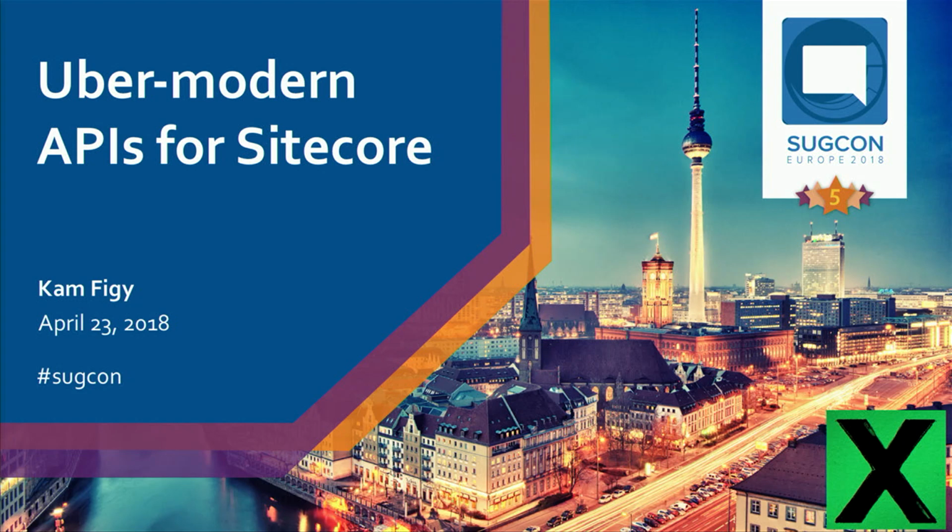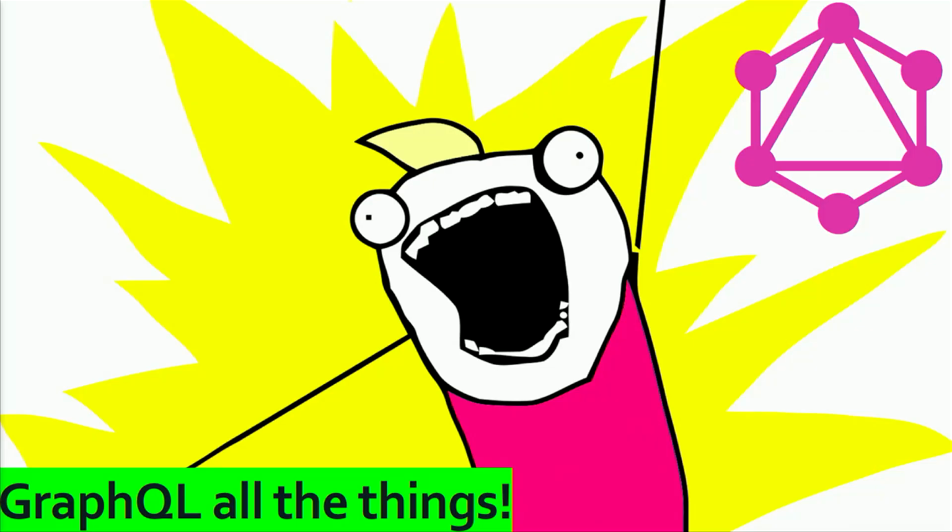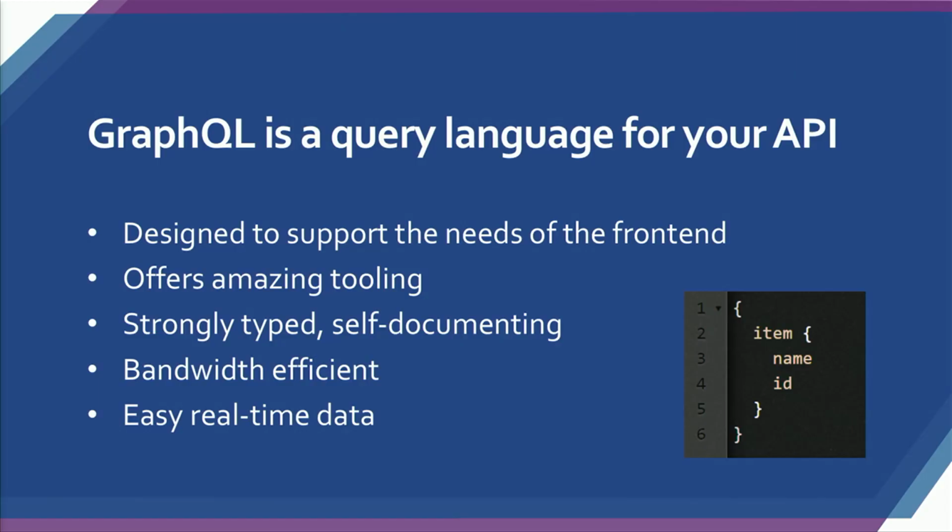So you might be wondering, with the relatively vague title, what we're actually talking about today. Here's a better title for the conversation: GraphQL all the things. So who knows what GraphQL is? Okay, more of you than I actually thought. Great. So GraphQL is a query language for your API.